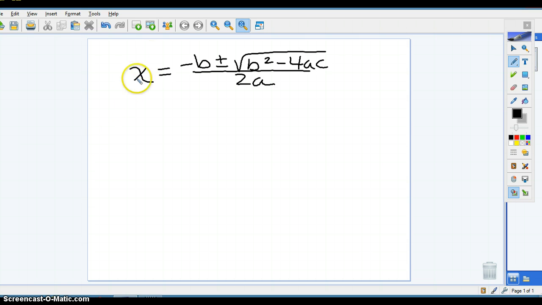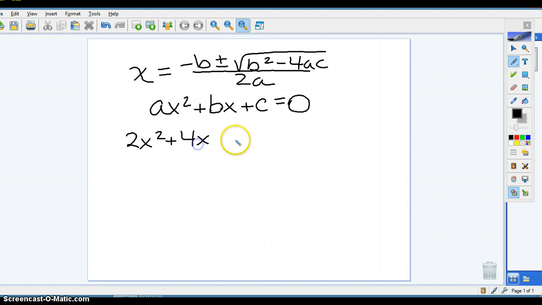Okay, so when you're doing this, all of your equations that you want to solve in this manner need to be in the form of ax squared plus bx plus c is equal to 0. So if you don't have it equal to 0, you need to manipulate your equation to make it do that. Let's try one. 2x squared plus 4x is equal to 5.